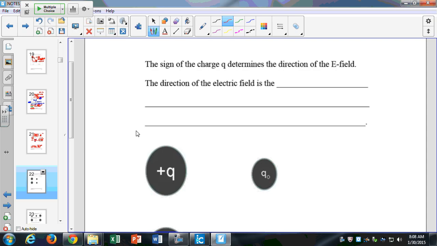Okay, so the sign of the charge Q determines the direction of the electric field. So we're going to use this test charge Q to find the electric field. The direction of the electric field is the same direction of the force felt by our positive test charge.